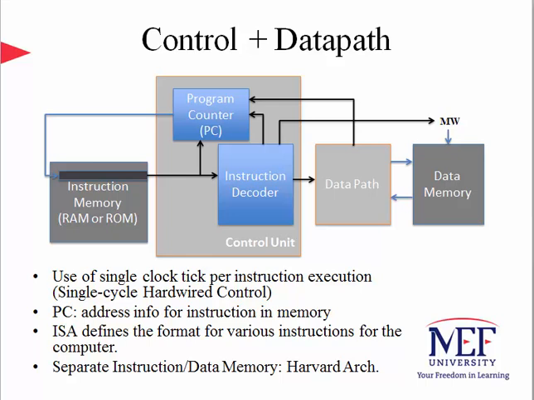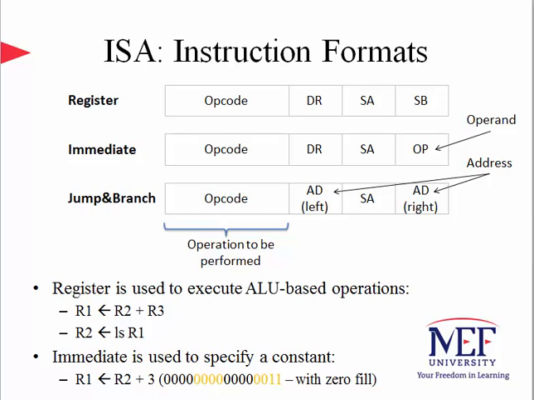We assume hardwired control for now. As I said, we'll have more details on that. A PC here, the program counter, is necessary for von Neumann type of stored program computers. And since the ISA defines all the specification of the computing machine, next we'll discuss the ISA for the single cycle microarchitecture. There are three formats for the ISA: register, immediate, and jump and branch.